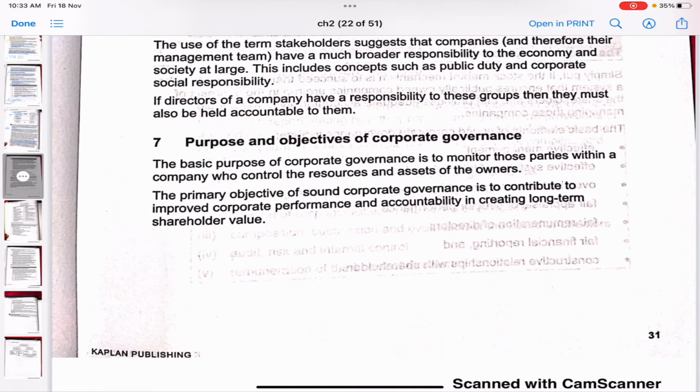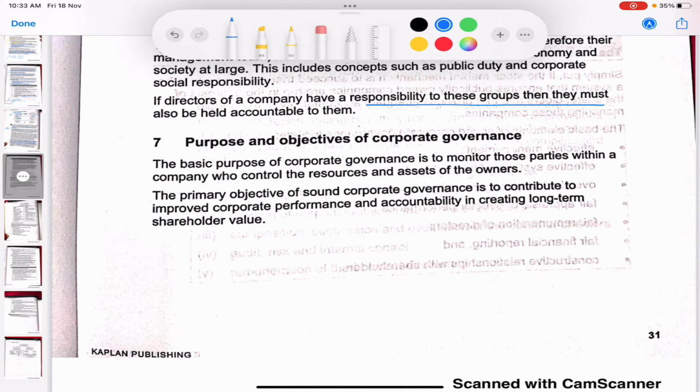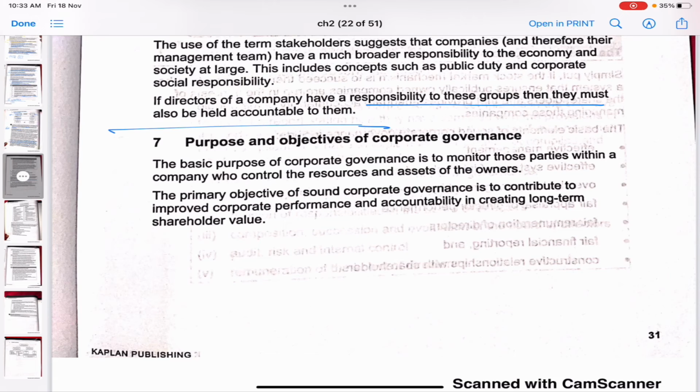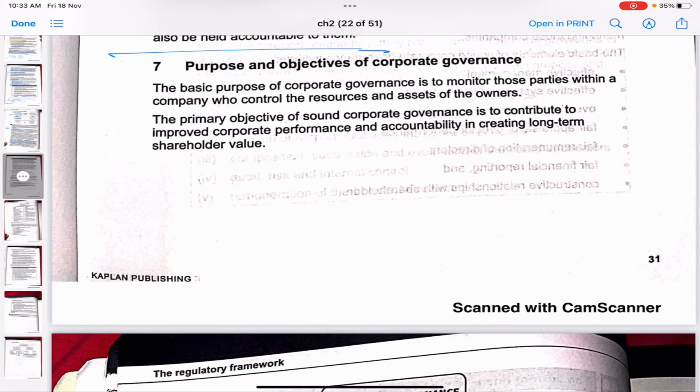The use of the term stakeholders suggests that companies have a much broader responsibility to the economy and society at large. So, we know what CSR is, corporate social responsibility. So, the companies have to meet the needs of various stakeholders, not just their own personal monetary benefit. If directors of a company have a responsibility to these groups, then they must be held accountable to them. So they need to be answerable and they need to be accountable.